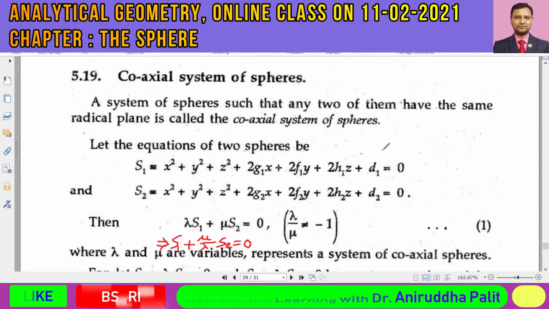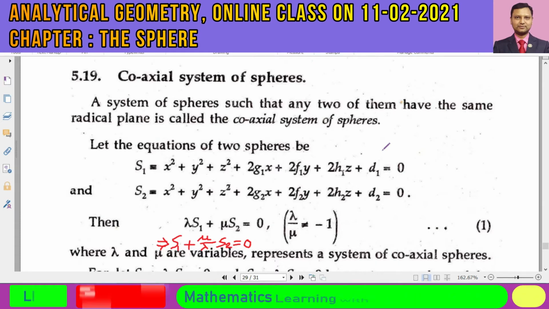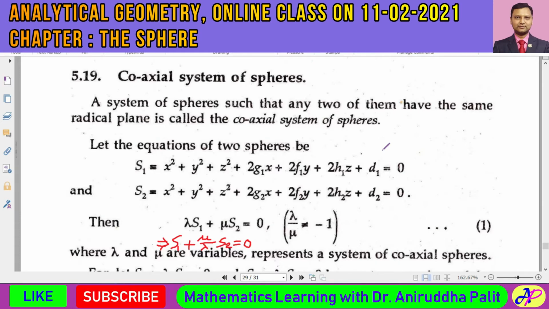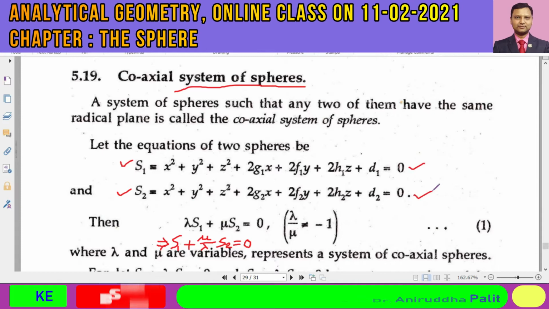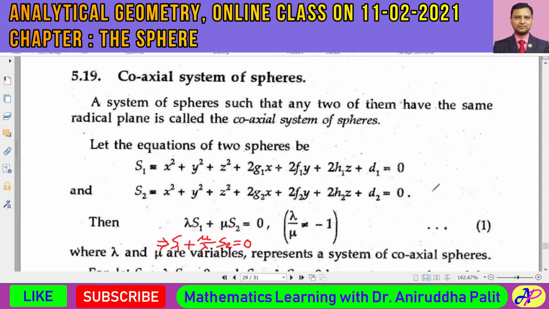Now, how to mathematically get an idea about the coaxial system of spheres? How can we represent each and every sphere of this system in terms of mathematical notations? Over here we consider any two arbitrary spheres. Let us suppose S1 is equal to 0 and S2 is equal to 0 be any two arbitrary spheres from this collection or system of spheres. Let us suppose that their equations are S1 is equal to 0 and S2 is equal to 0.